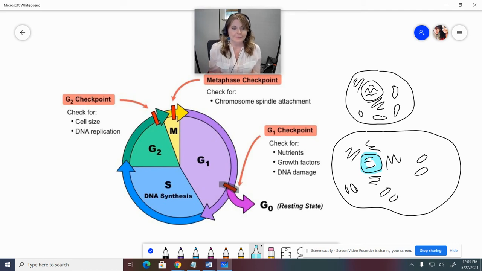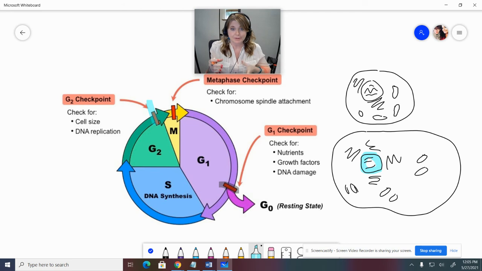At the end of the G2 phase, there is another checkpoint to make sure the cell is the appropriate size, to make sure the DNA has all been replicated and everything's good to go. And again, you can have some fixes that happen. Let's say the DNA gets replicated and some of the code is wrong. Some of the A's, T's, C's, and G's are out of order, or there's some missing.